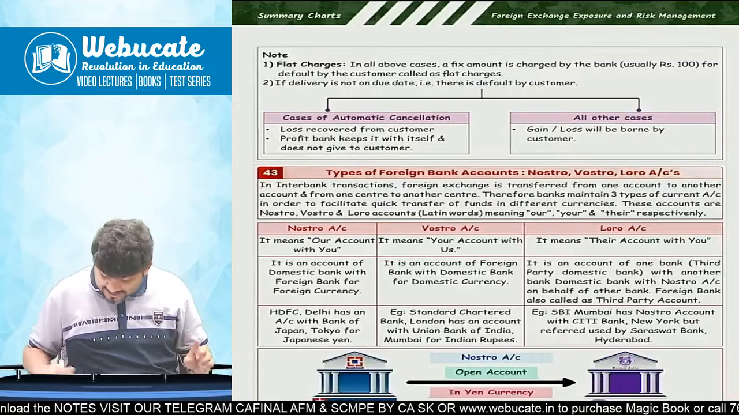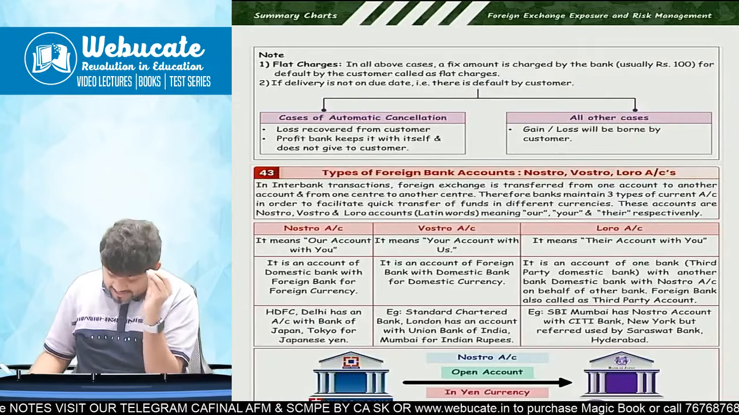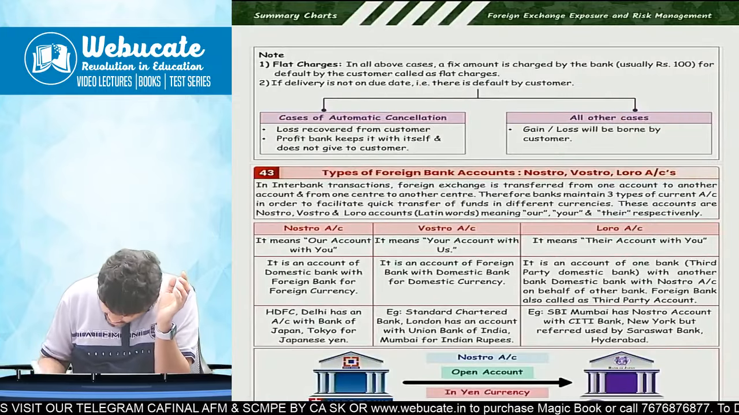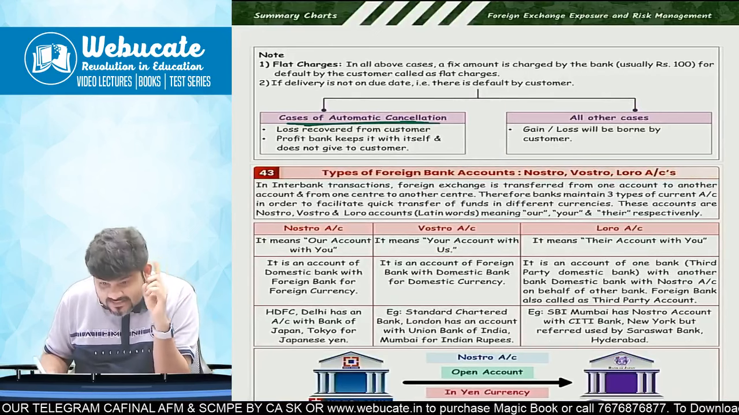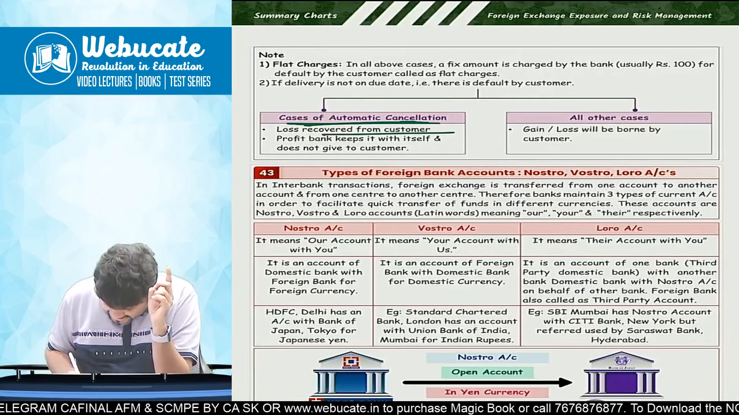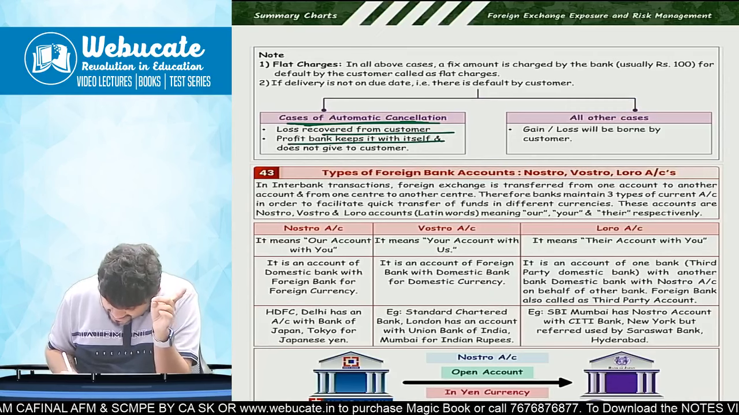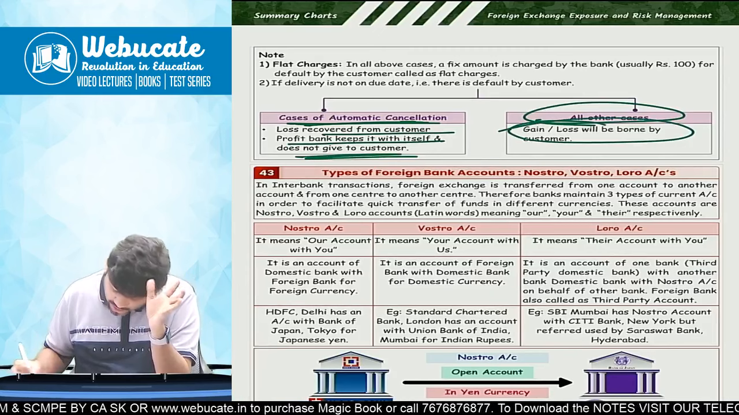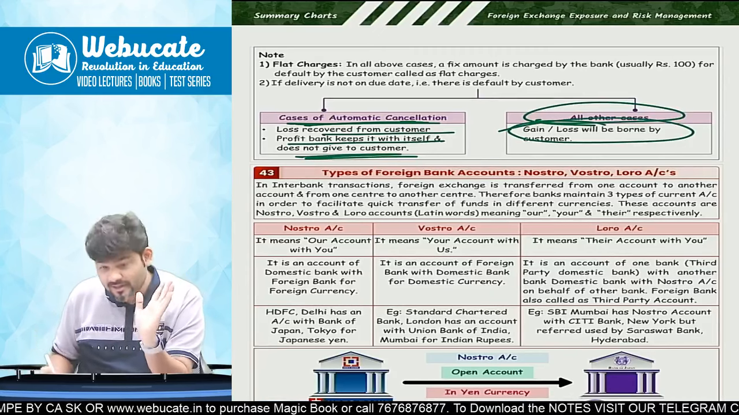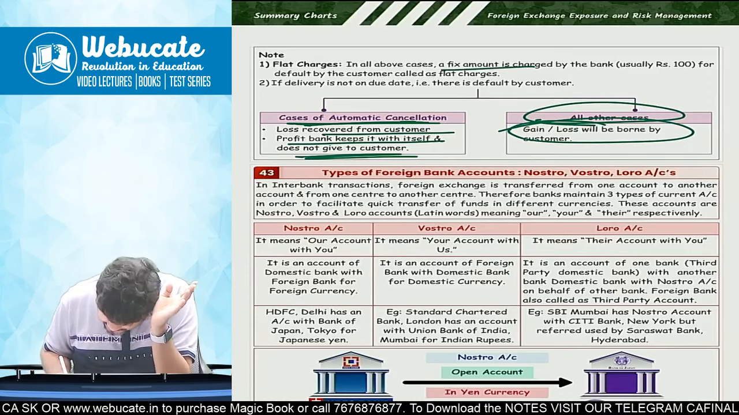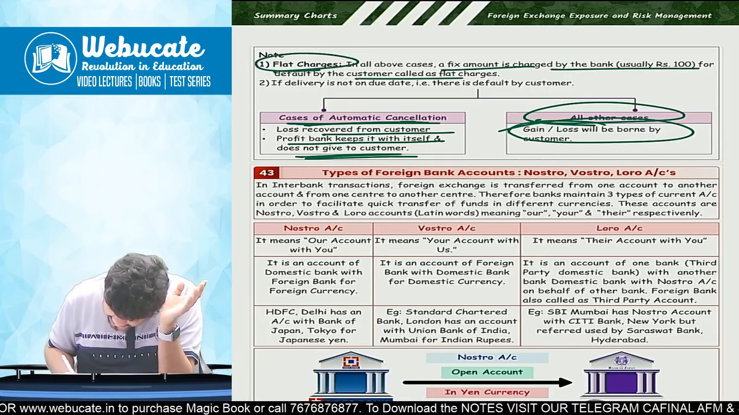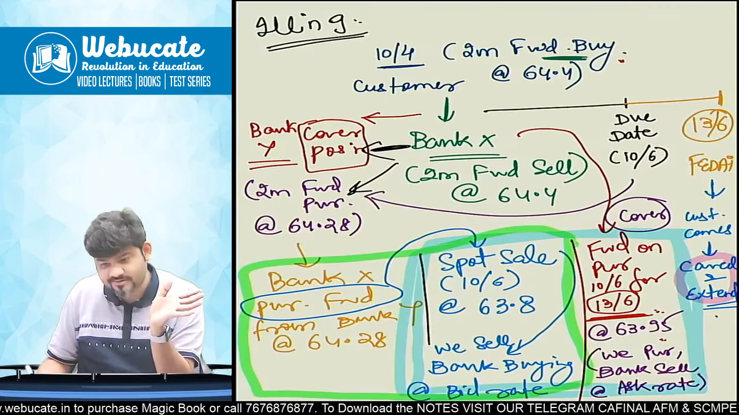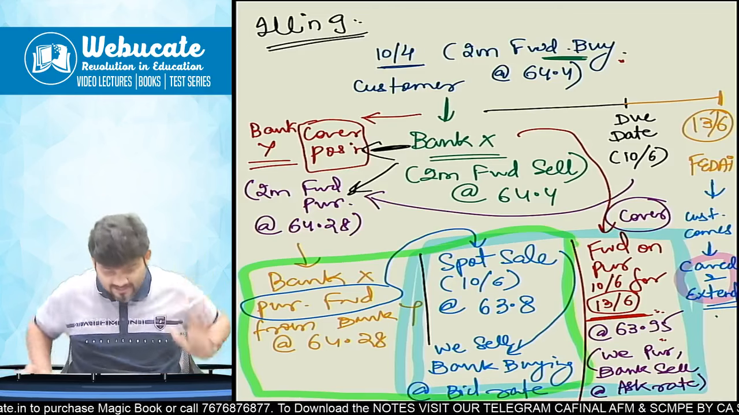Then there was a question where people asked, sir, what about the gain? In cases of loss, in case of automatic cancellation, losses are recovered from the customer. Profit, the bank keeps it with itself and does not give to the customer. In all other cases, gain or loss will be borne by the customer. In one case, there were fixed flat charges, so that also has been written here. Done? Done. Now pay attention.